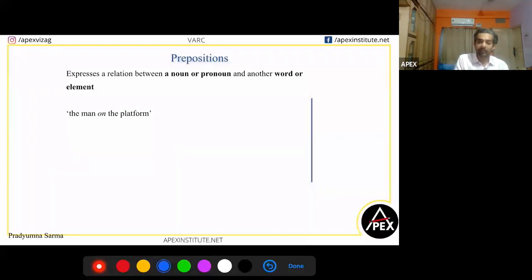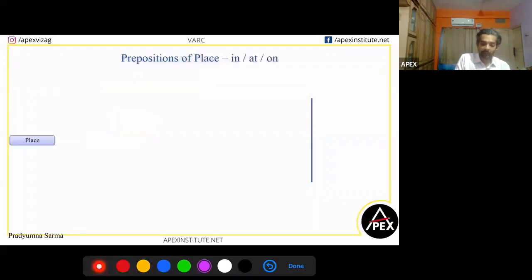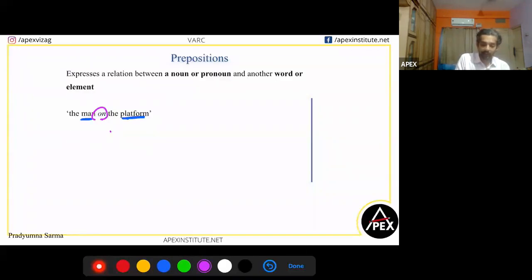So look at this. The man on the platform. So the nouns are man and platform. Preposition is on. The same way, if I have this one: She arrived after dinner. She is a noun. Dinner is an element. And after is becoming my preposition. The tree near the gate. So tree and gate are elements where tree is my noun, obviously, if I'm speaking about the tree. And near is becoming my preposition.